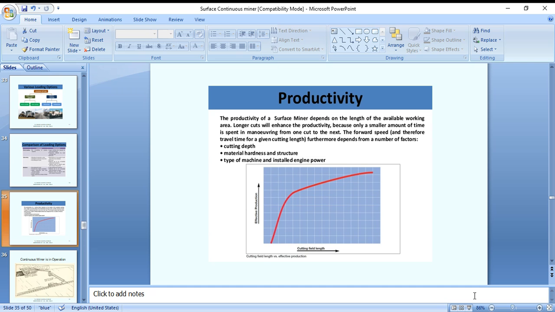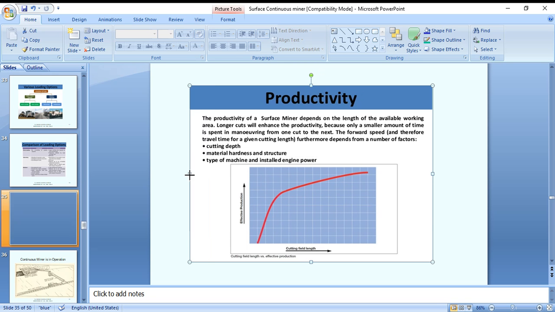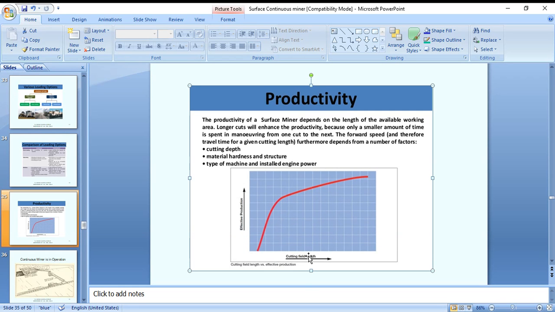So productivity. A schematic diagram of cutting length versus efficiency of production. This figure shows cutting length. I would like to elaborate on this for better understanding. The graph is such that the productivity of the surface miner depends on the length of the available working area. Longer cuts will enhance the productivity because only a smaller amount of time is spent in maneuvering from one cut to the next.